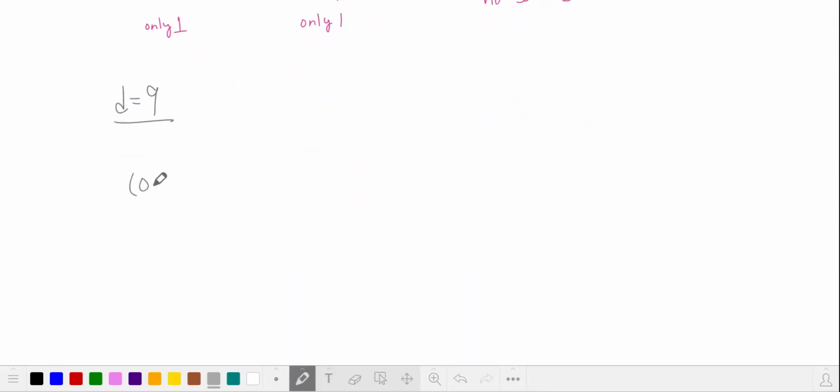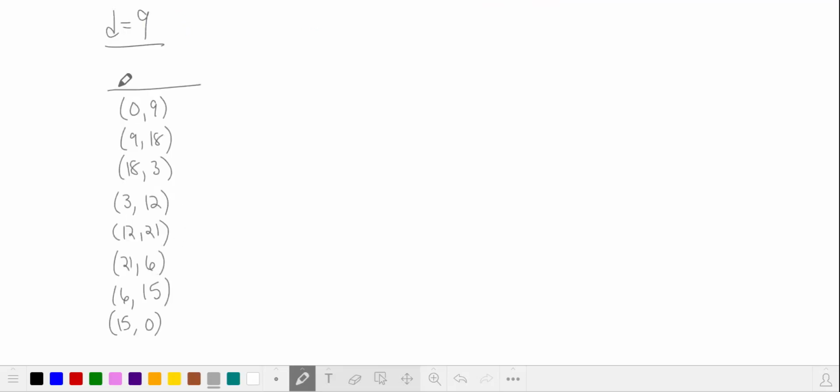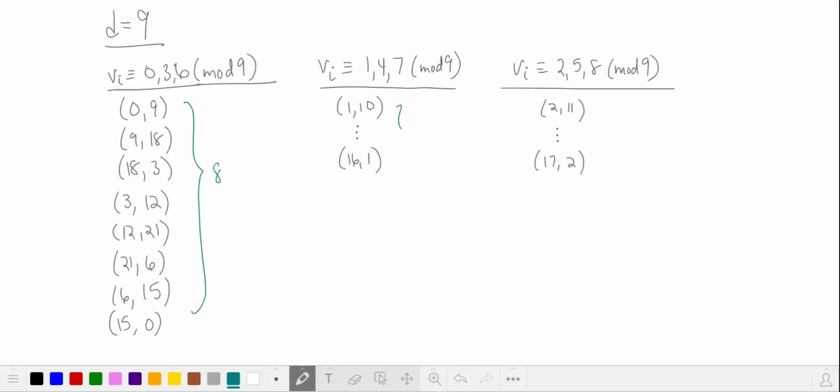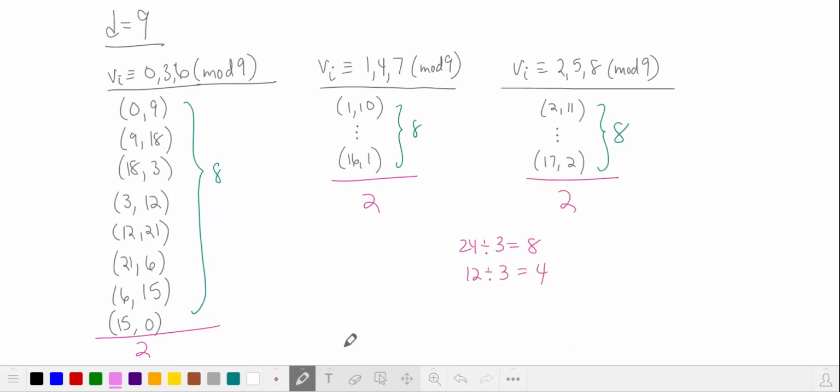We'll start by joining consecutive vertices that are multiples of 9. This takes us to 3. So it turns out these vertices are all multiples of 3. In the next category, we're going to be drawing segments that join vertices that are one more than a multiple of 3. And then 2, 5, and 8 in mod 9. Each of these categories contains 8 segments, and we can choose half of them or the other half independently for each category. 4 segments in each category, and there are 8 ways to do this.